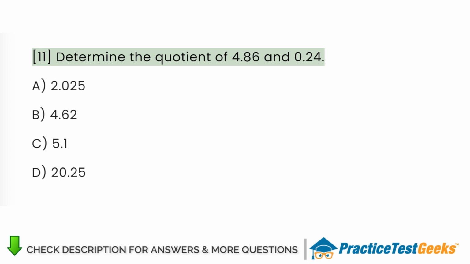Determine the quotient of 4.86 and 0.24. A. 2.025. B. 4.62. C. 5.1. D. 20.25.